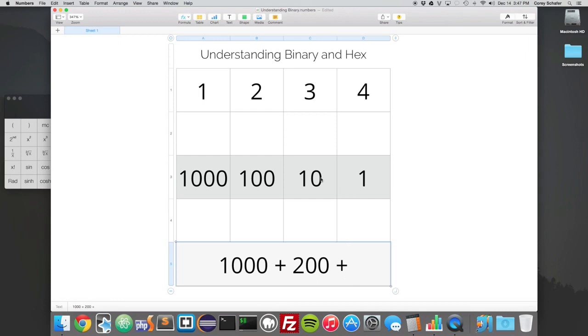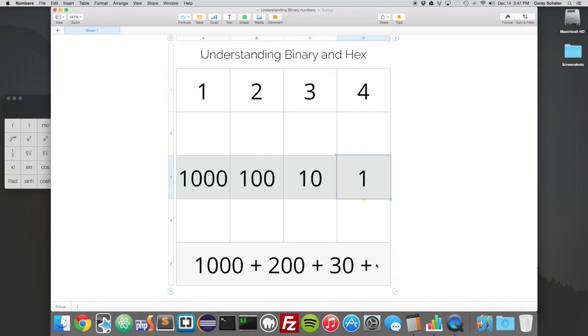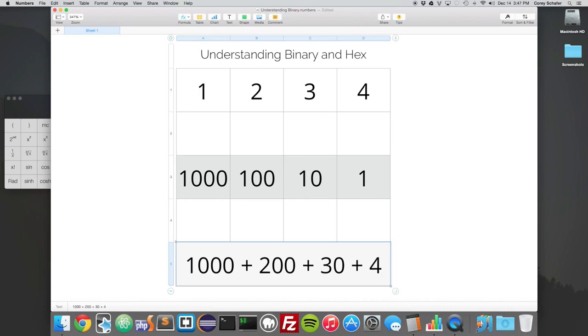And then we move on to the next position, the tens. 3 times 10 is 30. And then down to the ones position, which is 4. 4 times 1 is 4. When we add all those up, we get 1,234.